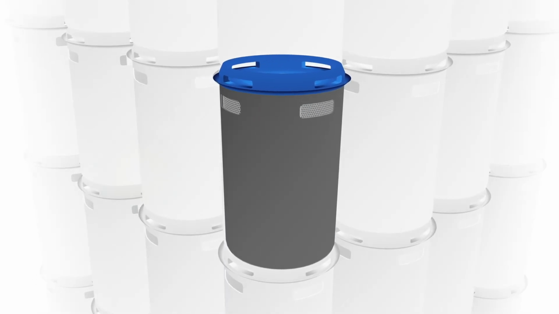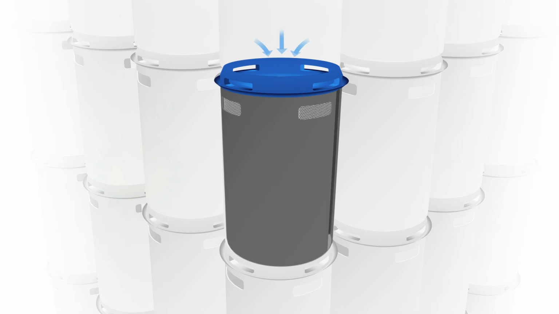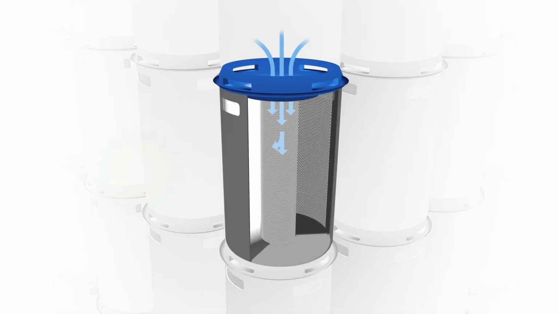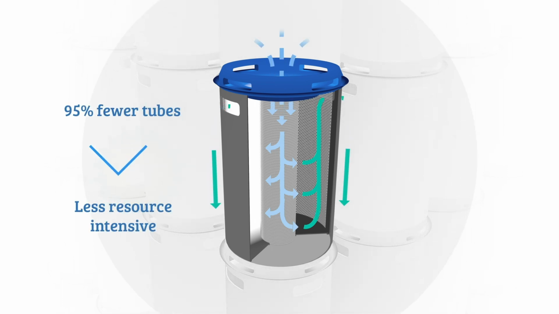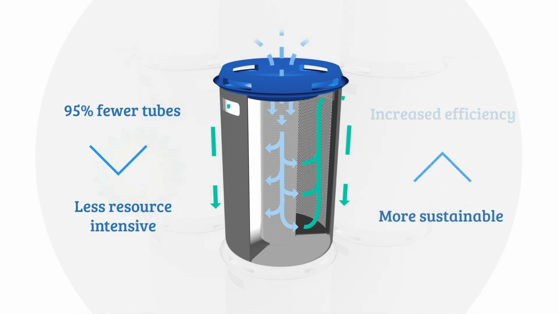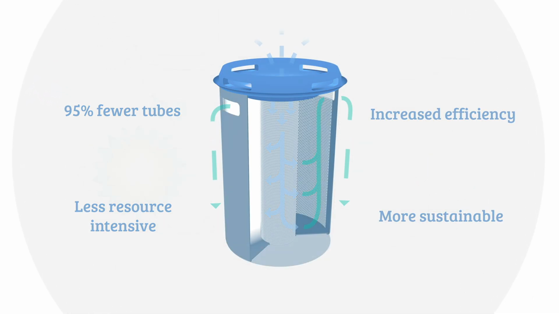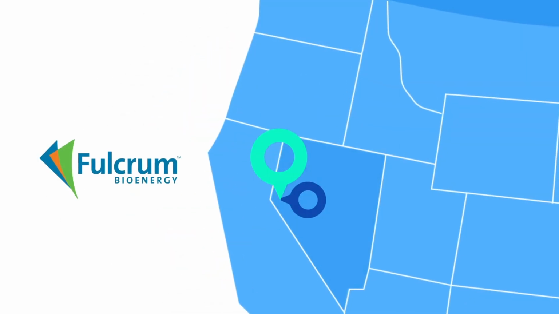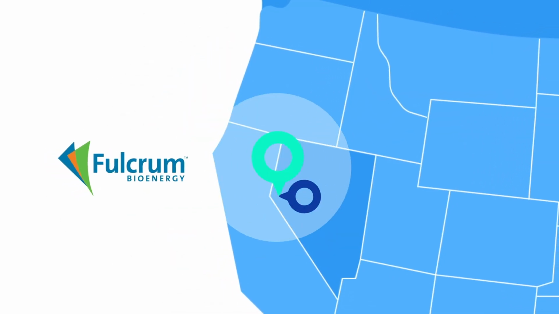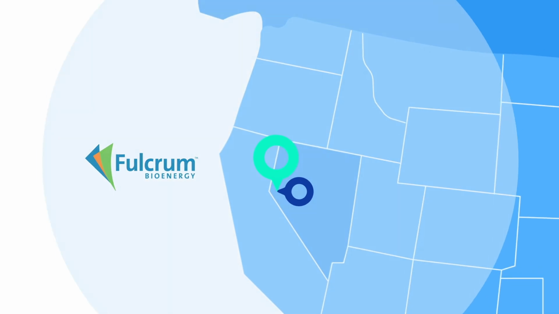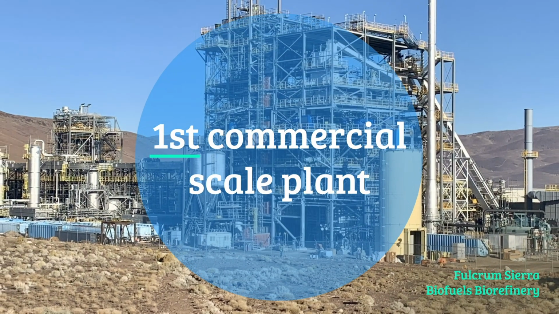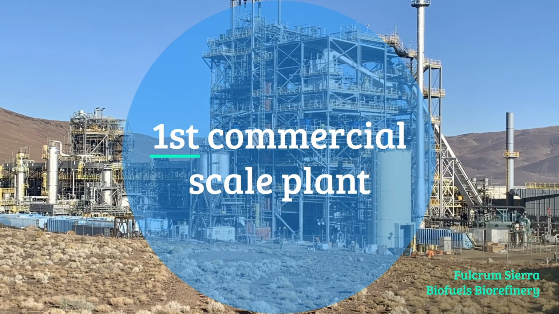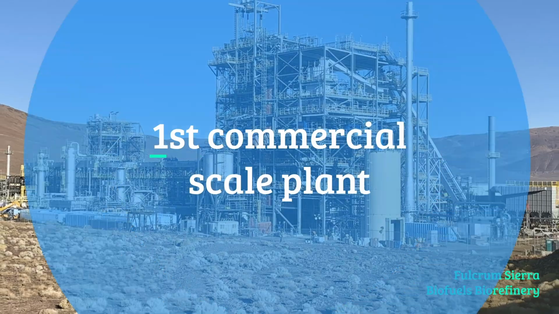They've also developed an easily transportable CANS catalyst carrier, enabling the process to occur in a reactor a third of the size, with 95% fewer tubes. Overall, it's more sustainable and less resource intensive. This technology will be deployed by Fulcrum Bioenergy in Nevada, with plans for further plants across the US and Europe. It will be the first commercial-scale municipal solid waste conversion plant in the US.